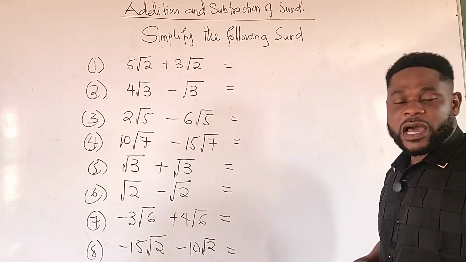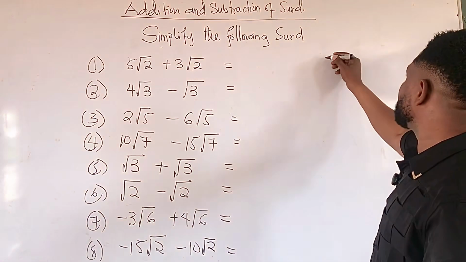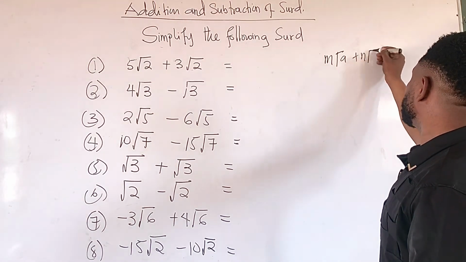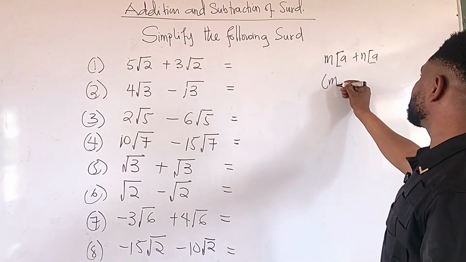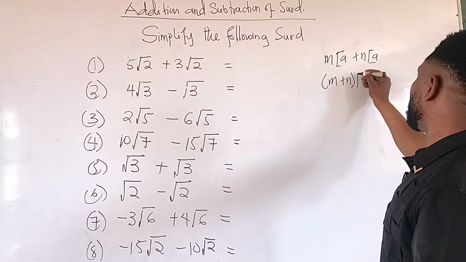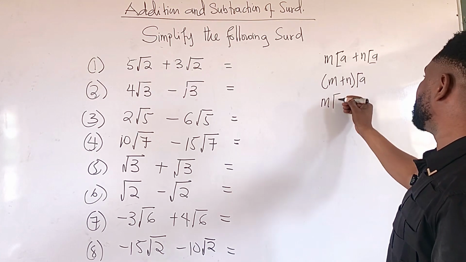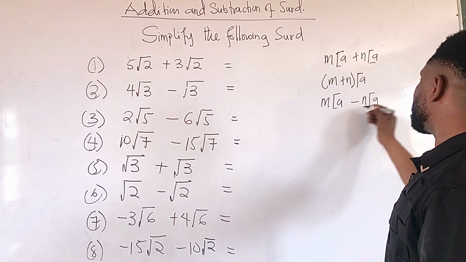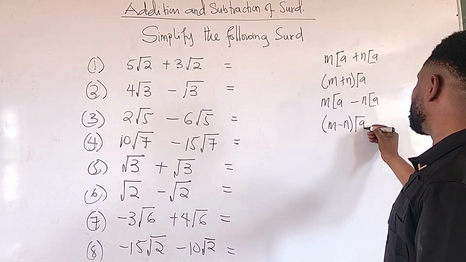We want to look at how we can add and subtract surds. Let us look at this general principle. If I have m root a plus n root a, since the roots are the same, we can rewrite this as m plus n, multiplying root a. Or if I have m root a minus n root a, since the roots are the same, we can say m minus n, multiplying root a.